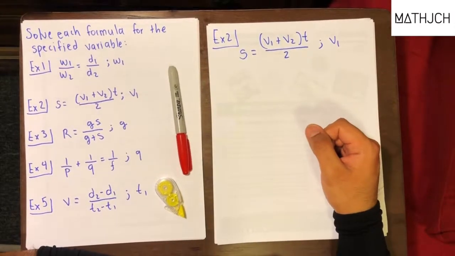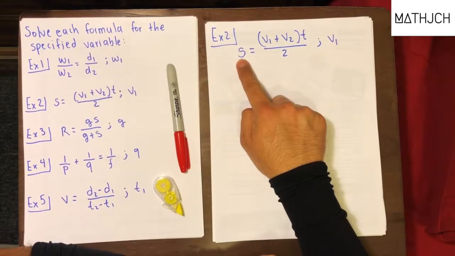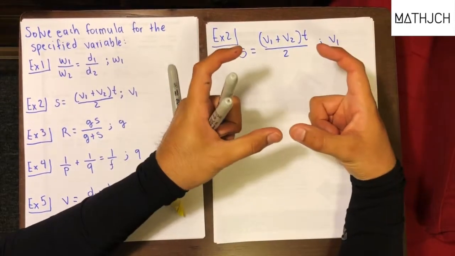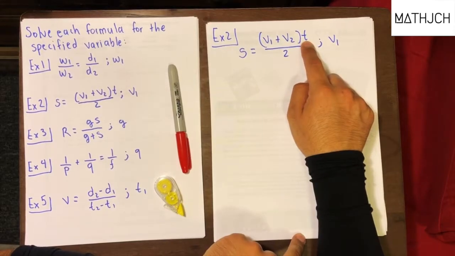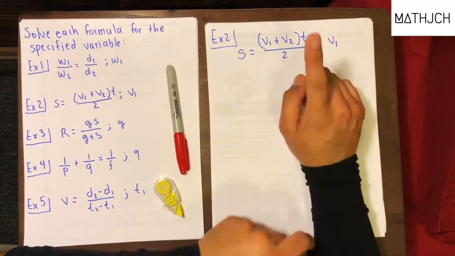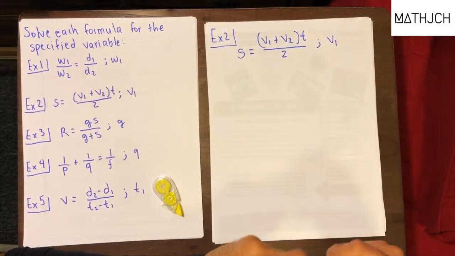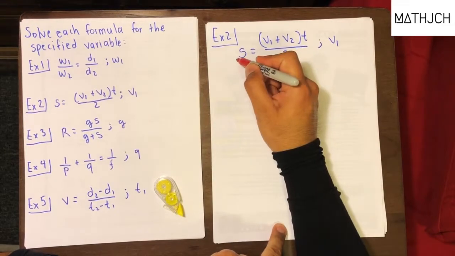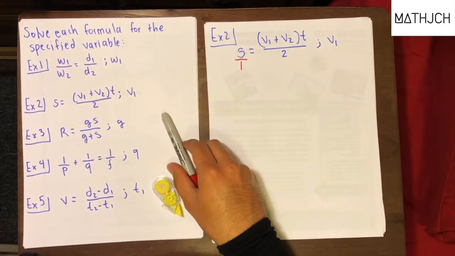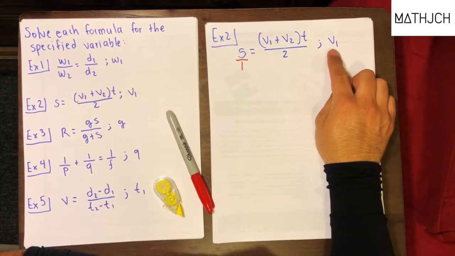Now we go to our exercise number 2. In this case, we have S on the left side equals V1 plus V2 inside the parentheses, multiplying this T, and all of this is divided by 2. Again, notice, we have a fraction equals a fraction because S, if we add the 1 underneath, is basically a fraction. So for this case, we have to solve for V1, okay?